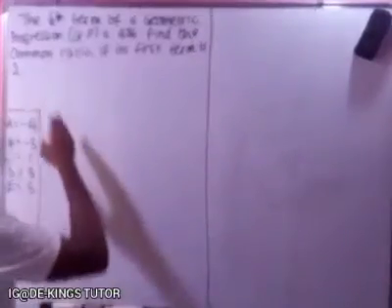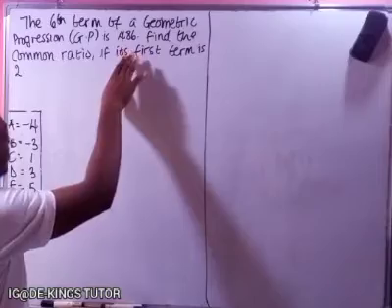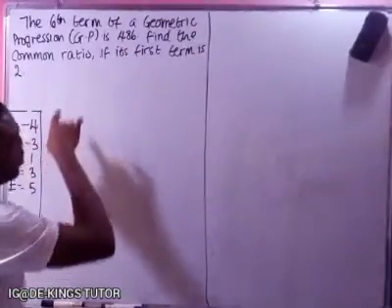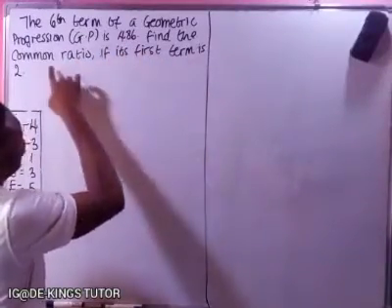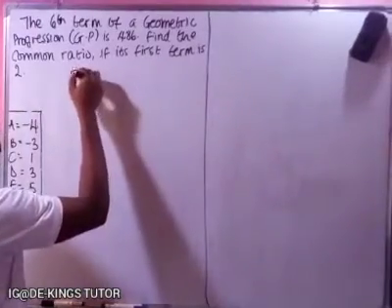The question said, the sixth term of a geometric progression, GP, is 486. Find the common ratio if its first term is 2. They say the sixth term of a geometric progression is 486. Find the common ratio if its first term is 2. So we have the solution.